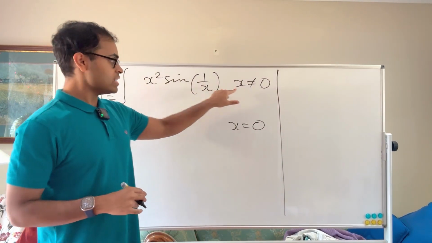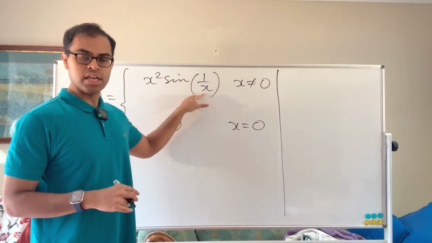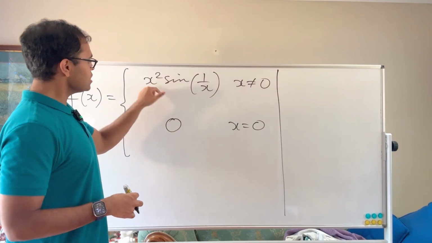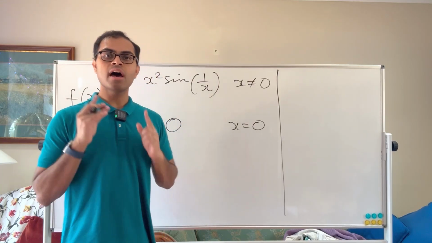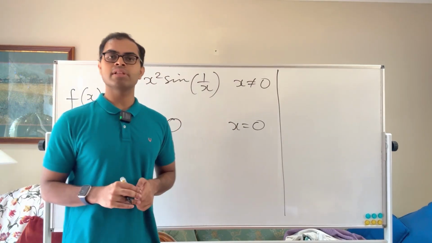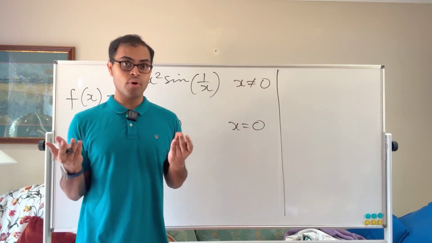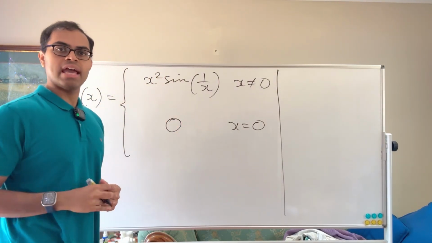When x is non-zero, f is a composition of differentiable functions in sine 1 over x. 1 over x is differentiable, sine 1 over x is differentiable, and then you multiply with another differentiable function. So it is differentiable for non-zero numbers. The real challenge is why it's differentiable at x equals 0. To illustrate why this is quite subtle, we first find a formula for the derivative of f when x is non-zero.